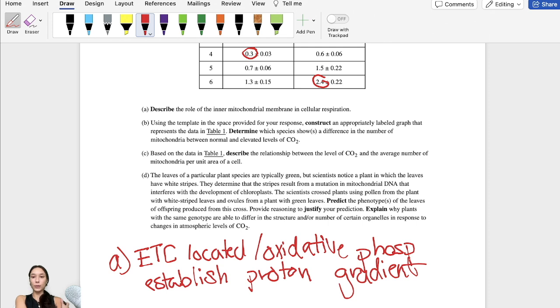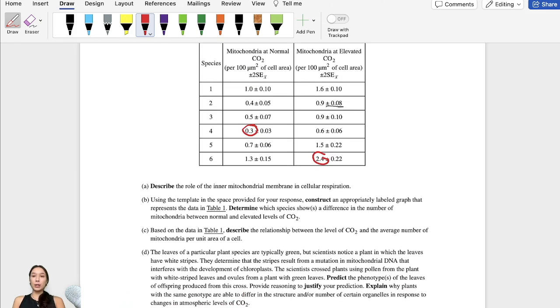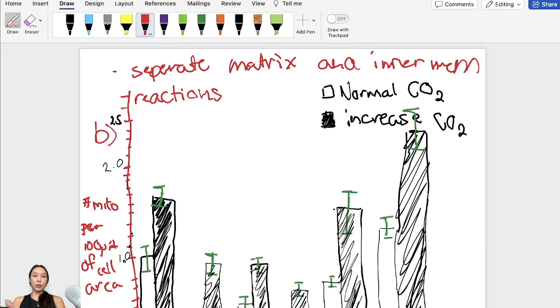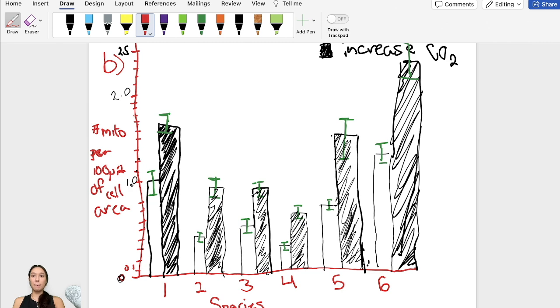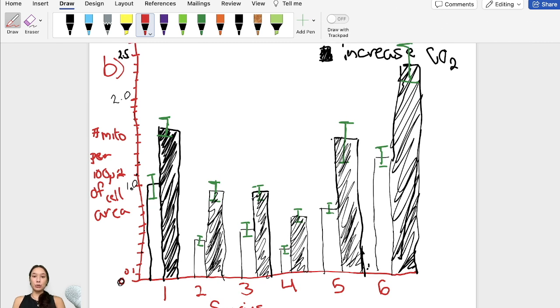Okay. Relationship between CO2 level and mitochondria. It's ultimately asking you the goal of the question, which is what happens when you increase CO2. So you can use the table easily. We've already modeled it on a graph, which makes it pretty easy to see, given that you did your graph correctly. So I'm going to use this graph here.